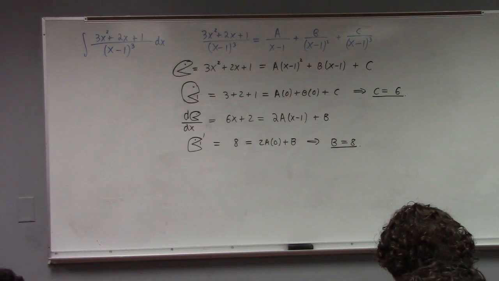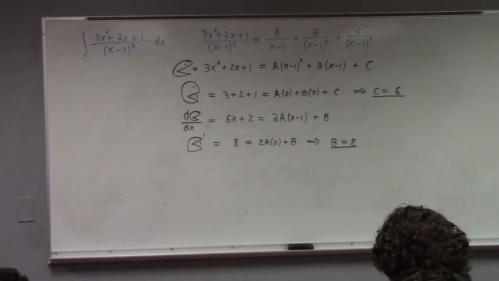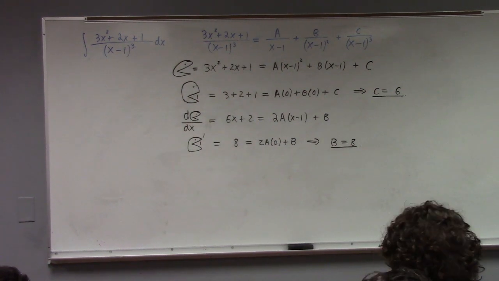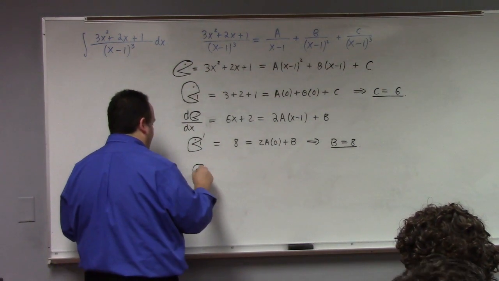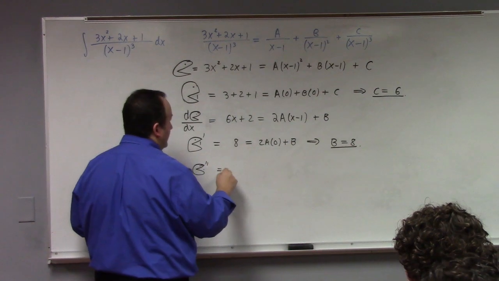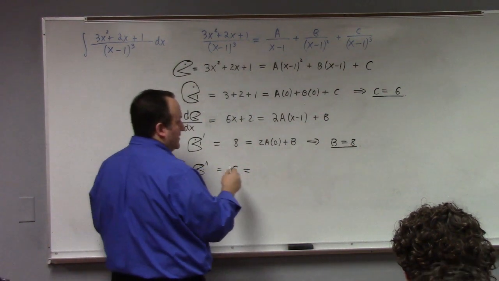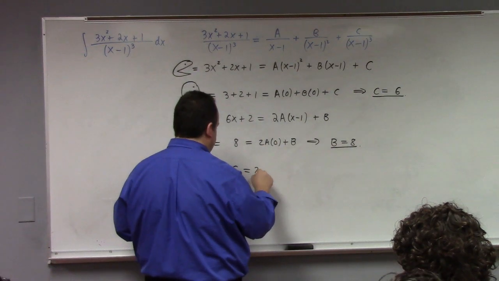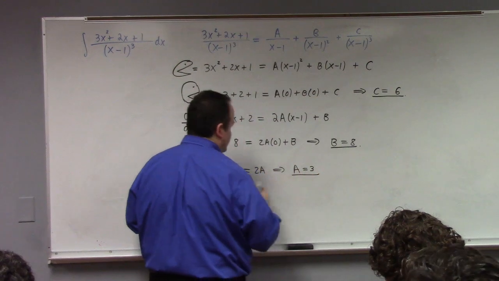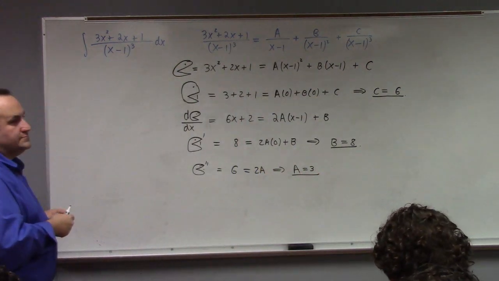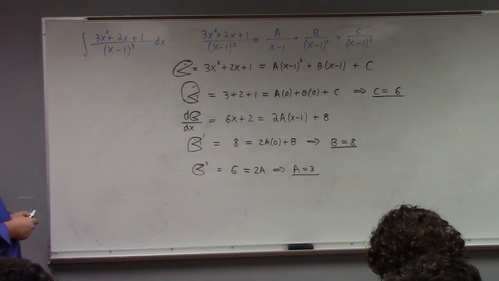Now if you don't know this trick, you can just plug numbers in and you'll get 3 equations and 3 unknowns, and you probably can solve them still. But this is easier. And then what's Pac-Man prime prime? 6 equal to 2A. So apparently A is equal to 3. So lo and behold, we have found the partial fractions decomposition.